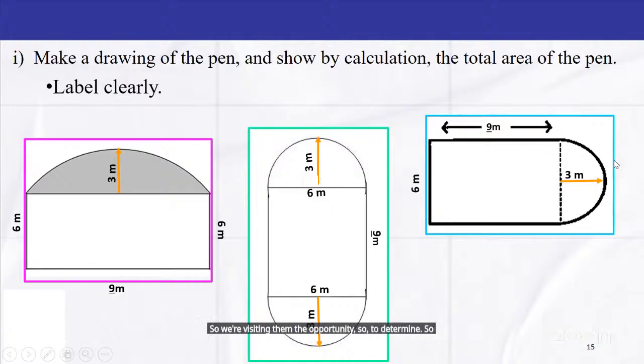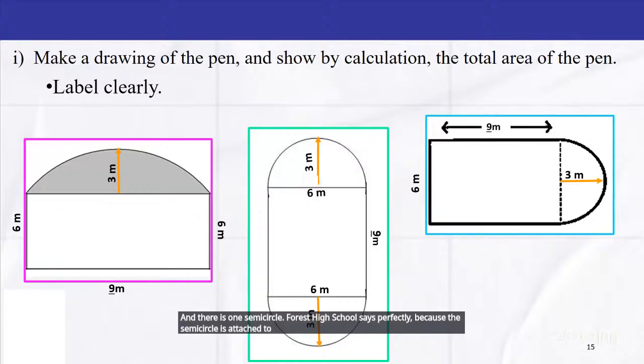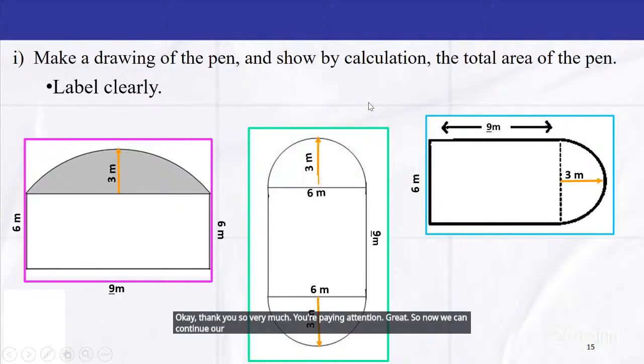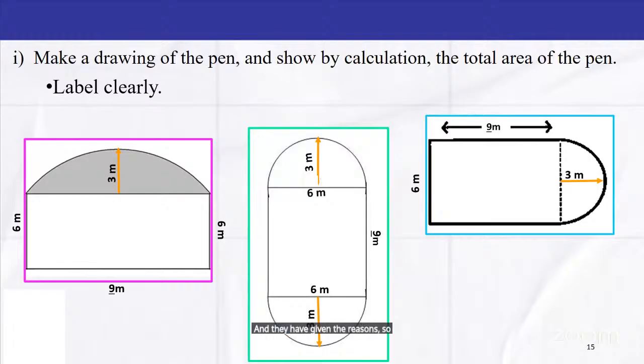All right. So we're giving them the opportunity to determine. So Diana says yes, and there is 1 semicircle. Forest High School says perfectly, because the semicircle is attached to 1 end and it has the correct length or width. Okay. Janelle Richards says yes, miss, because there is 1 semicircle instead of 2. Okay. Thank you so very much. You're paying attention. Great. So now we can continue. Our diagram is clearly labeled. And so we are going to be working with diagram 3, as the students have said, that's the correct labeling. And they have given the reasons, so I don't think I need to go over them, right, Mrs. Hales?